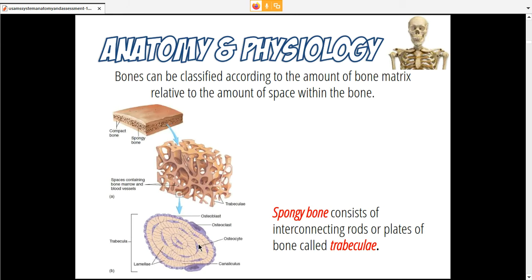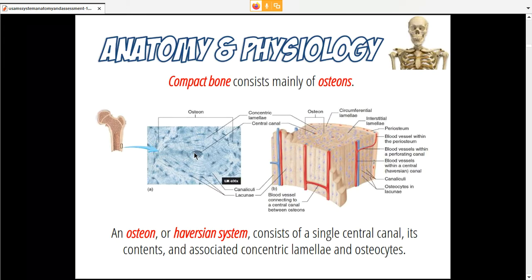Bones can be classified according to the amount of bone matrix relative to the amount of space within the bone. Spongy bone, meaning the upper end of the bone, consists of interconnecting rods or plates of bone called trabeculae. This part is called trabeculae. Then coming to the compact bone, it consists mainly of osteons.